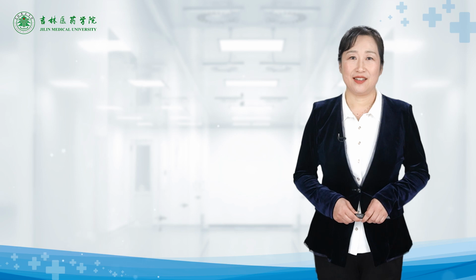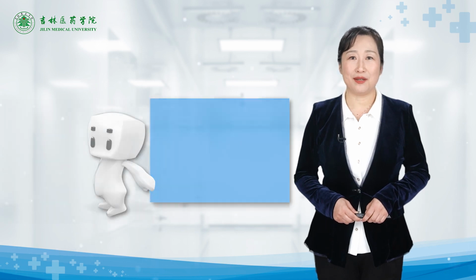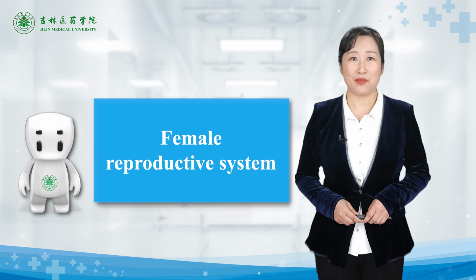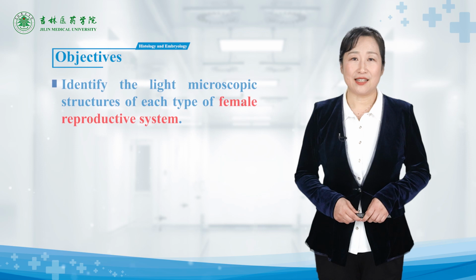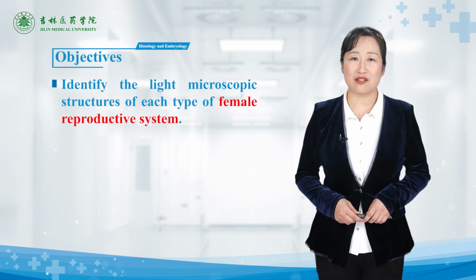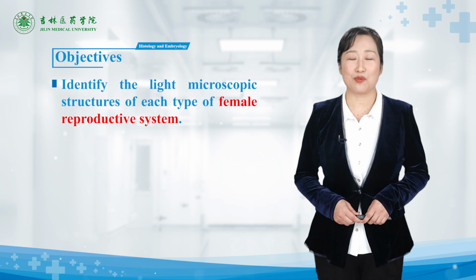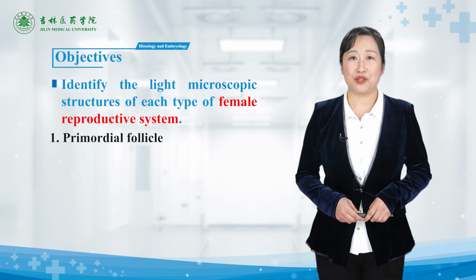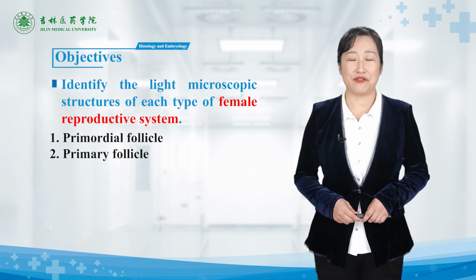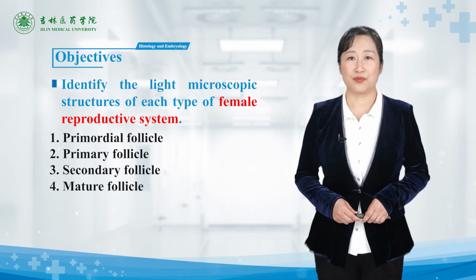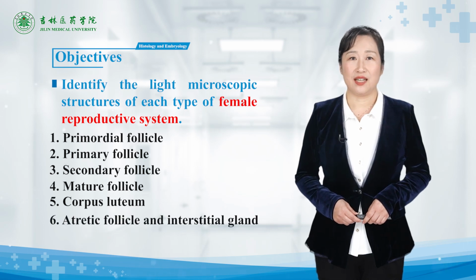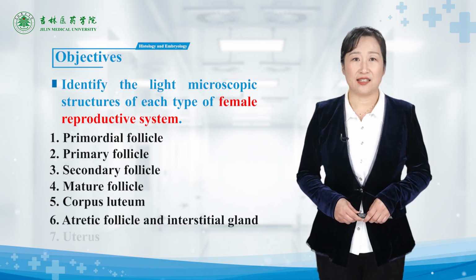Hello everybody! In this slide, we observe the histology slide of the female reproductive system. Objectives: identify the light microscopic structures of the female reproductive system, including primordial follicle, primary follicle, secondary follicle, mature follicle, corpus luteum, atretic follicle, interstitial gland, and uterus.